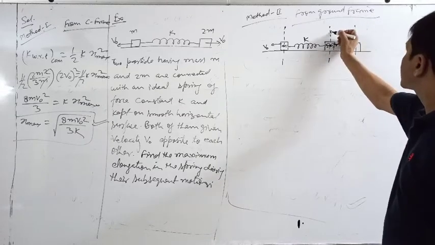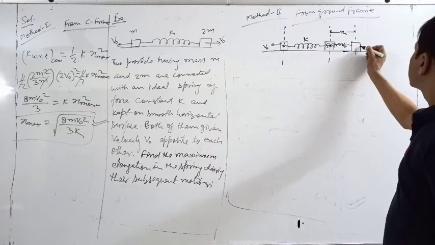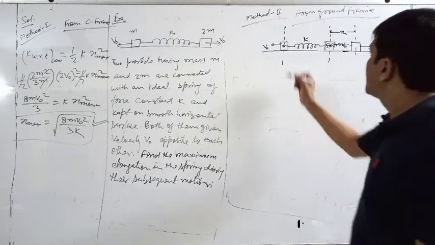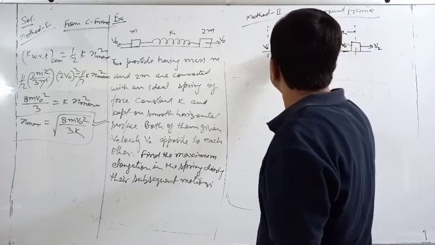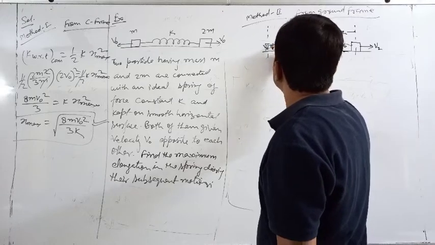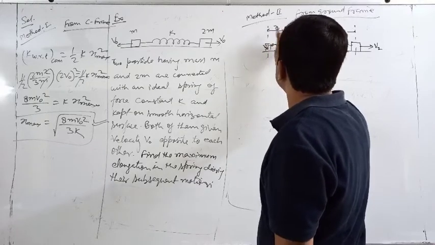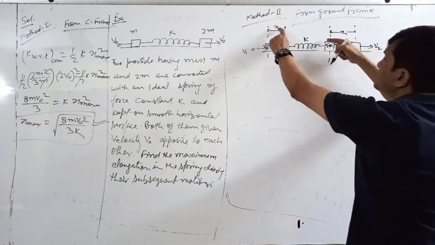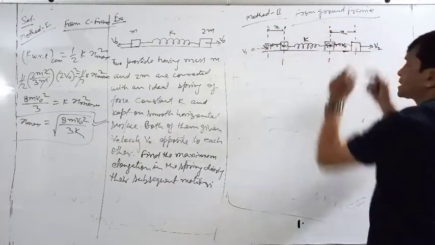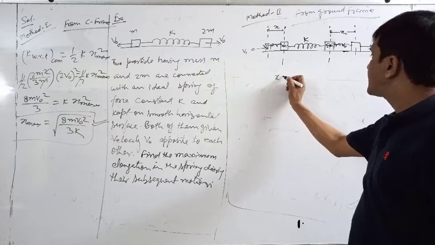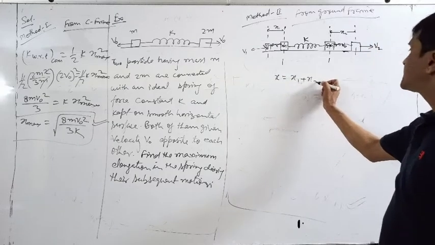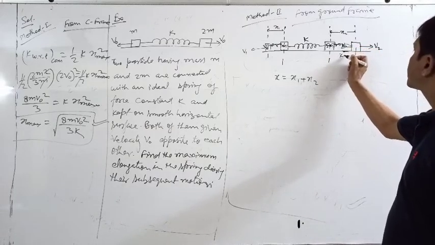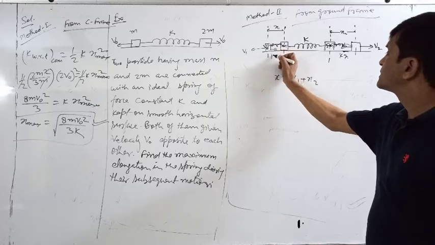Let this displacement be x2, and the velocity of this will change, let it be v2. This one is somewhere here with displacement x1 and velocity v1. So how much is the elongation in the spring? x1 plus x2. So the elongation in the spring x is equal to x1 plus x2. It means the spring is applying a force kx here and kx here.